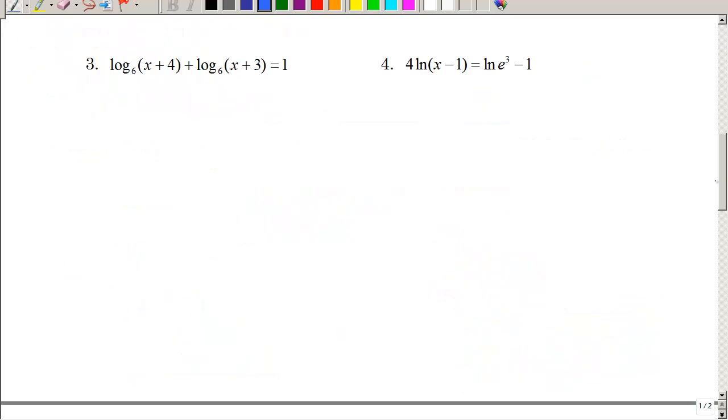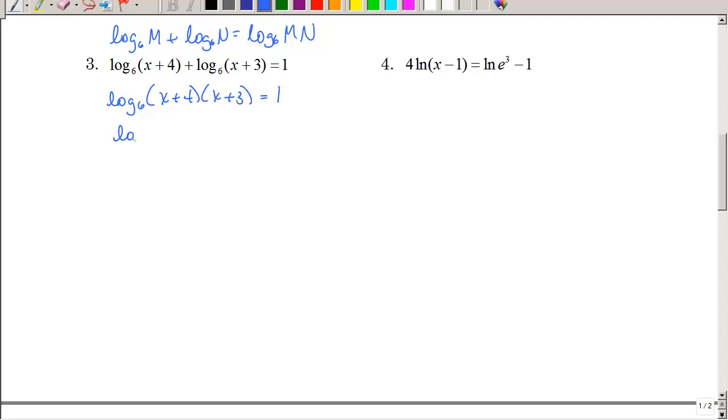Let's look at some more complicated examples. Finally, on problem number 3, we have two logarithms that we need to combine. So we're going to look at that property. Remember, the log of something plus the log of something, we can multiply those together as long as we have the same base. So this is going to be log base 6 of x plus 4 times x plus 3 equals 1. Let's go ahead and multiply that out.